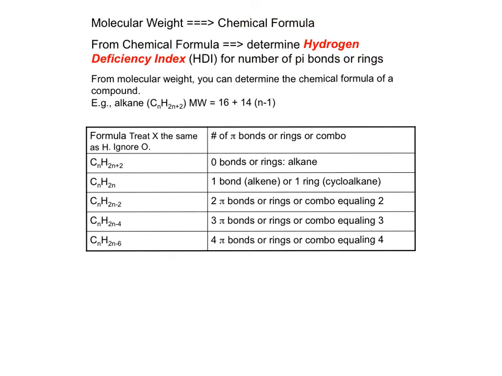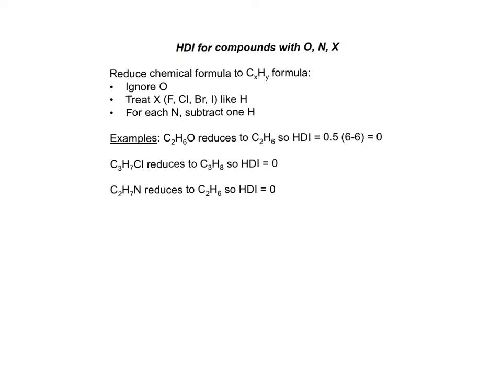So a mass spectrum gives us information about the molecular weight of a compound, which can tell us about the chemical formula. Now, from the chemical formula, we can determine the hydrogen deficiency index, which tells the number of pi bonds or rings in that compound. So an alkane chain will have an HDI of 0 because it has no pi bonds or rings. An alkene chain has 1 carbon-carbon pi bond, so it has an HDI of 1. Note that as the number of H's decreases, the HDI increases, which means there are more pi bonds or rings. Many organic compounds have oxygen, nitrogen, or halogen, so you can calculate the HDI using these rules.